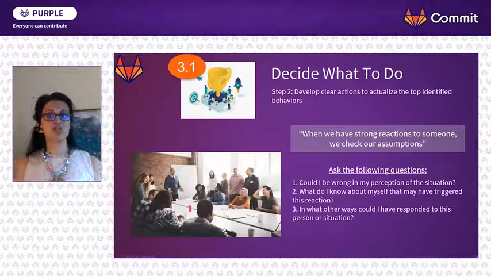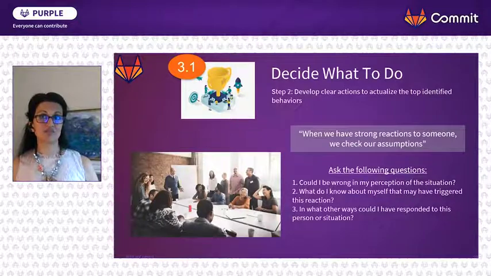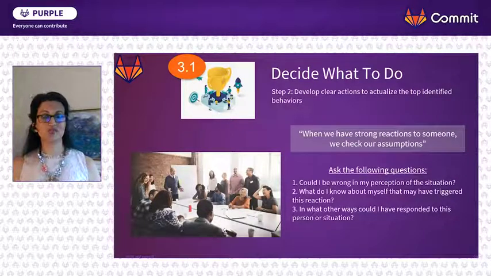The first question: could I be wrong in my perception of the situation? Then, what do I know about myself that may have triggered this reaction? And then, in what other ways could I have responded to this person or situation?